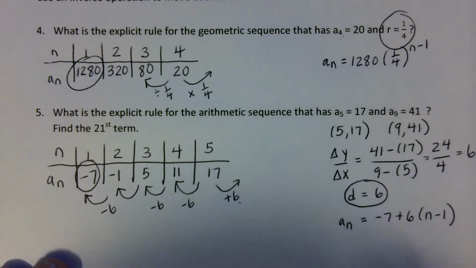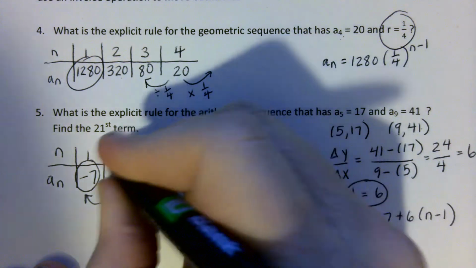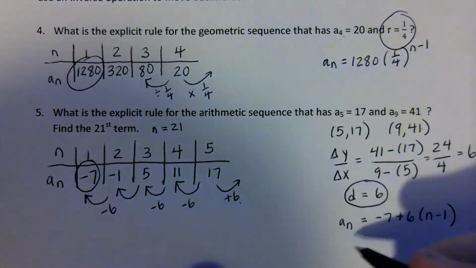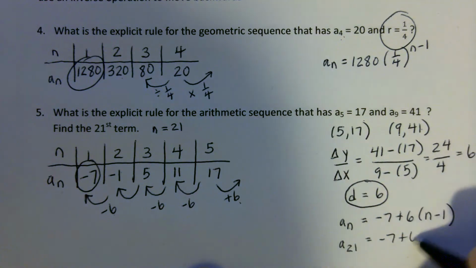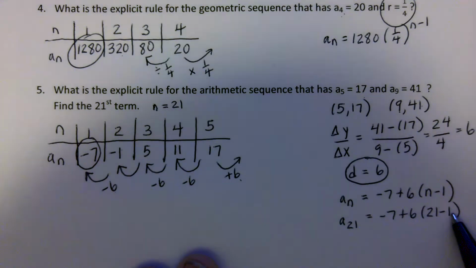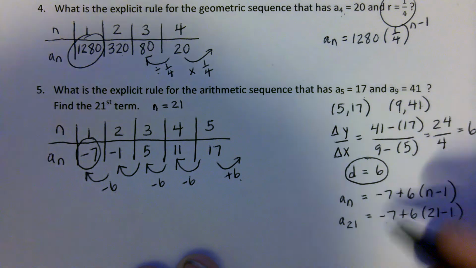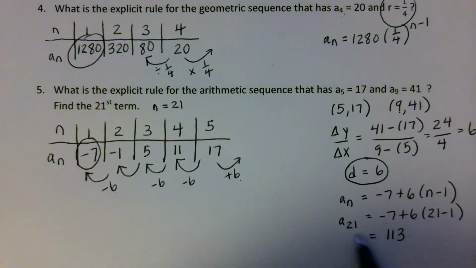The last thing you're asked is to find the 21st term. So when I ask you to find the 21st term, that's the position, that's the place. So I'm telling you n is 21. And anywhere you see n, you just replace it with 21. And we can do this mentally. 21 minus 1 is 20. 20 times 6 is 120. And 120 plus a -7 is 113. So we know that our 21st term is 113.